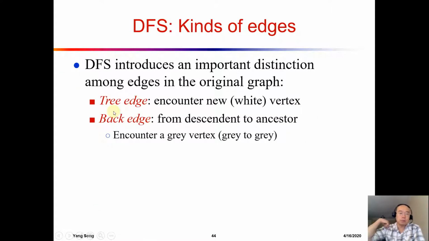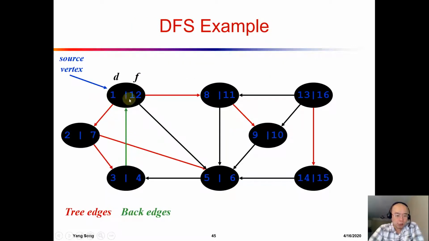So the next part is black edges. For the black edges, they are from descendants to the ancestor. However, they are not part of the tree edges. So for example, like this one. This is from a descendant to the ancestor, which is the tree root. However, it is not part of the tree edges we are going to keep, right?